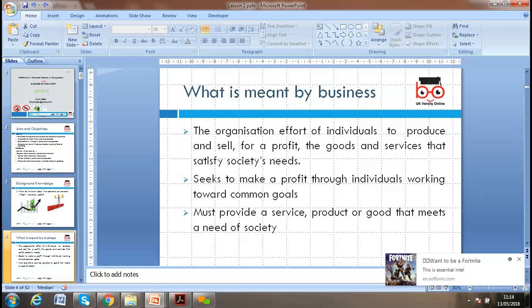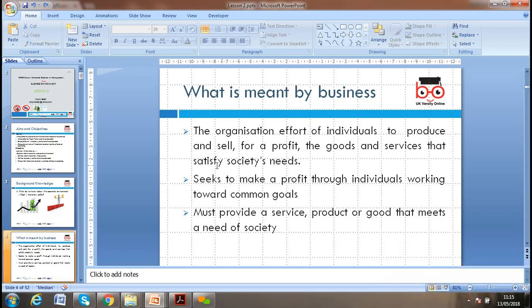Okay, what is meant by business? The organized effort of individuals to produce and sell for a profit the goods and services that satisfy society's needs. So we call it a business. Business is all about satisfying society's needs, and seeking to make a profit. So a business has an objective to seek profit through individuals working toward a common goal. First, provide a service, product or good that meets the needs of society. So we need to look at meeting the needs of society, the wider interest of the public.